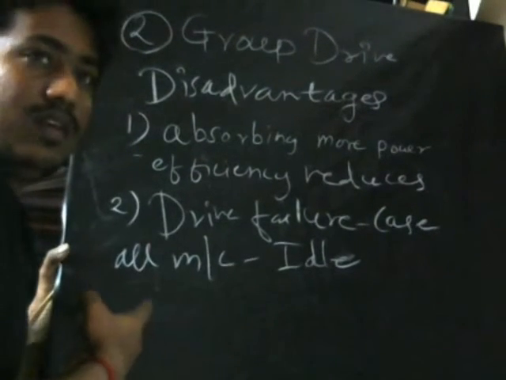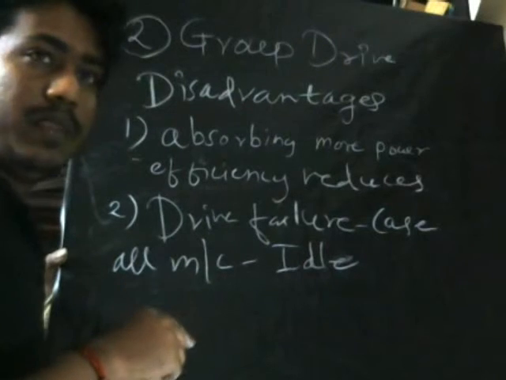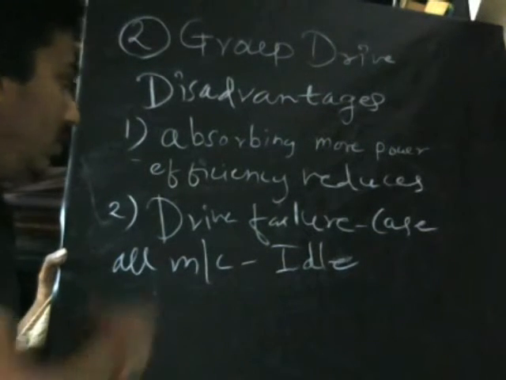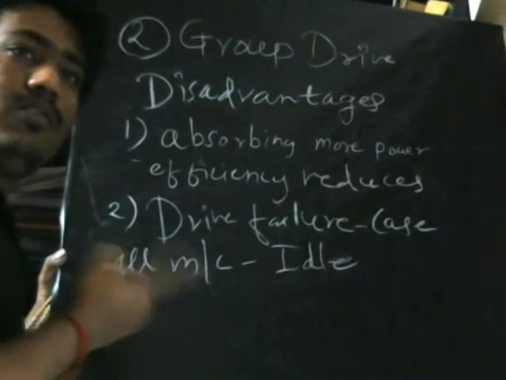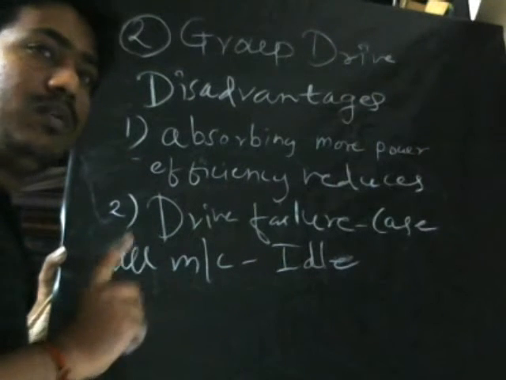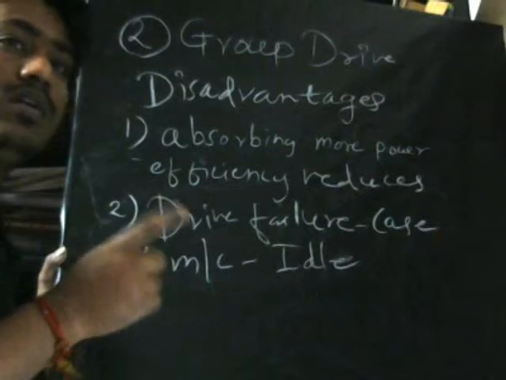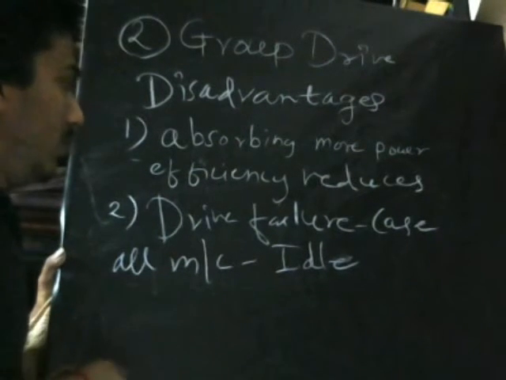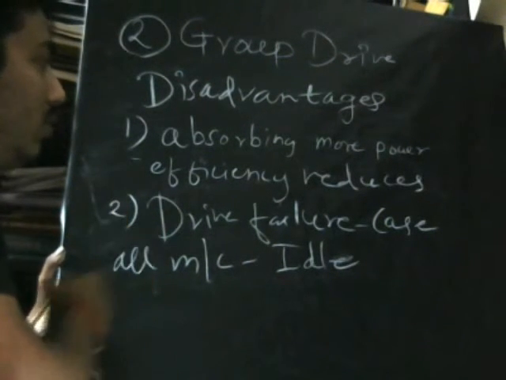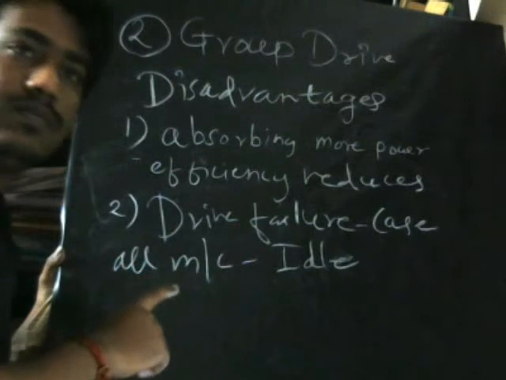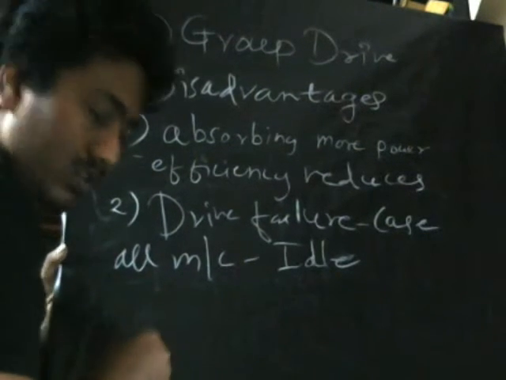Now see, in case of individual drive, if drive failure occurs, then only that particular machine will be stopped or become idle. In other words, the other machines will work properly. But in case of group drive, all the machines will be idle. That is a disadvantage.